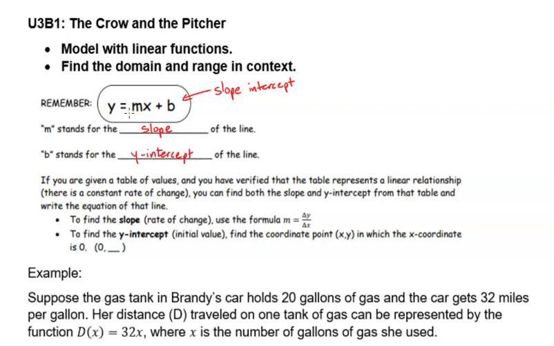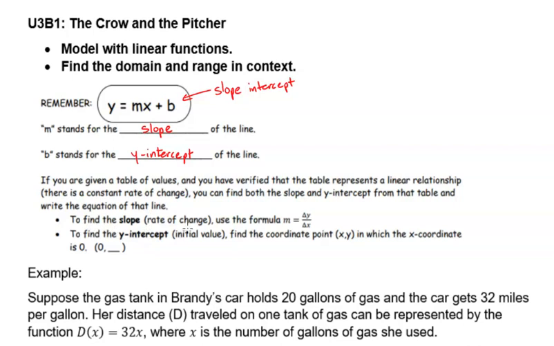And we've dealt a lot with linear equations so far. We've used them a couple different times, so this shouldn't be anything new for you. It says here, if you're given a table of values and you have verified that the table represents a linear relationship, meaning there is a constant rate of change, meaning that every time you go over by the same amount, you go up by the same amount, you go over by that amount again, you go up by that same amount again. That's what a constant rate of change looks like. You can find both the slope and the y-intercept from that table and write the equation of the line.